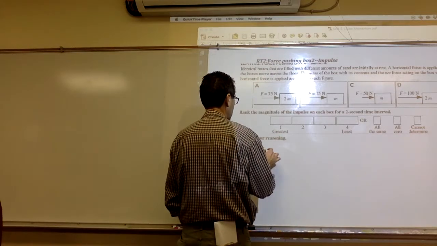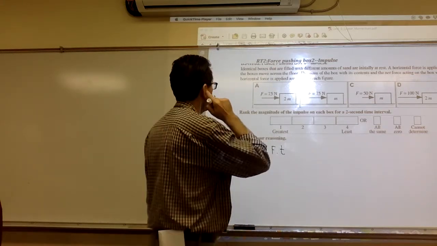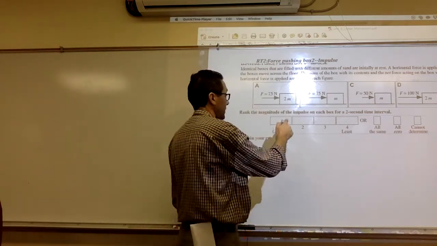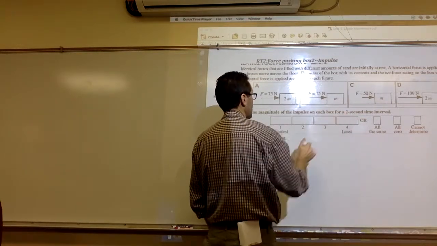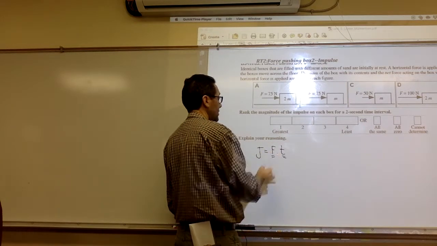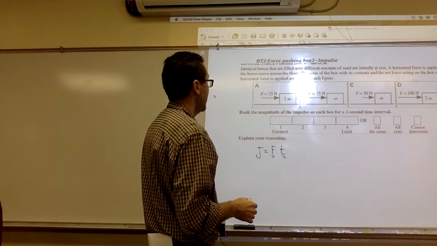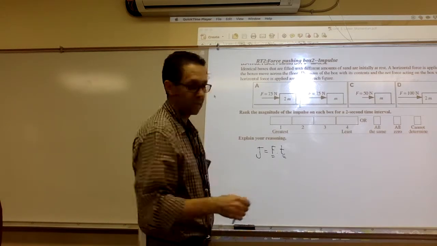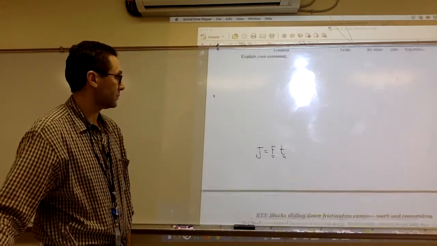So impulse is just going to be F times the amount of time that the force is applied. Here, this is the explanation which you have to write: time is the same, 2 seconds, for all of them. So if I want to compare the impulse, all I have to do is compare the forces. So it's going to be D, then A and B together, and then C last.